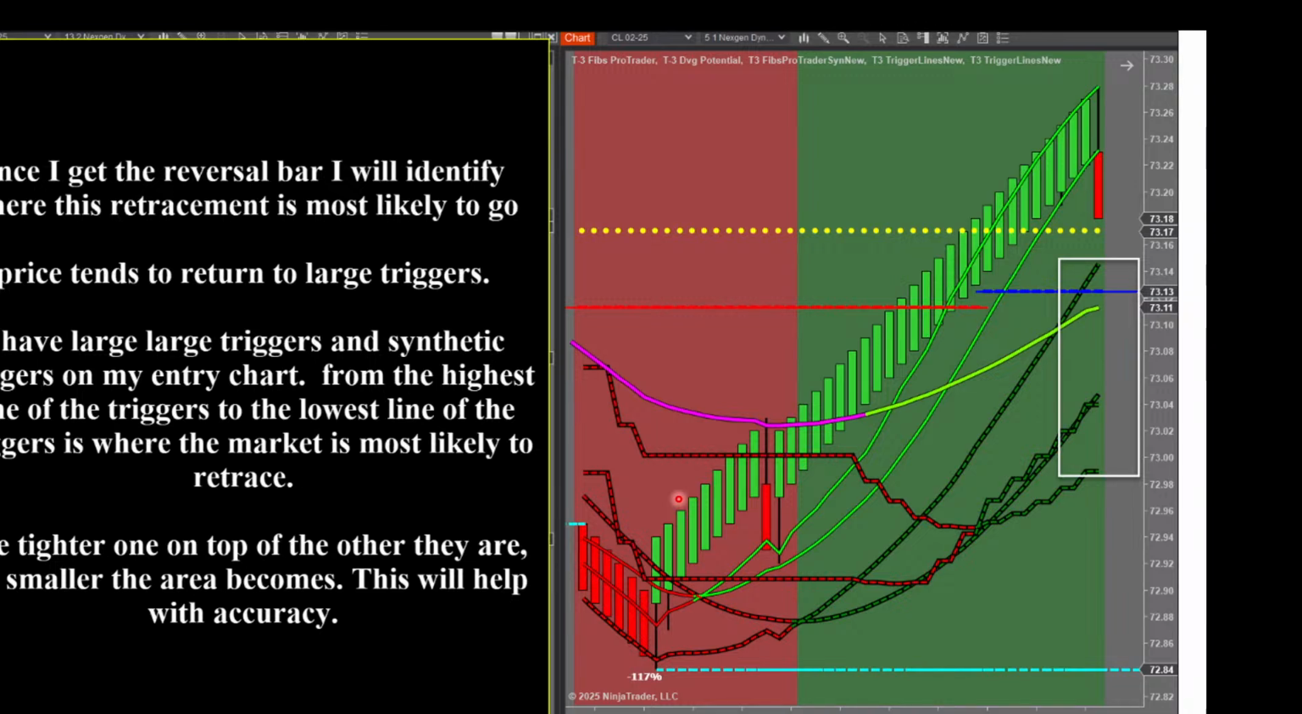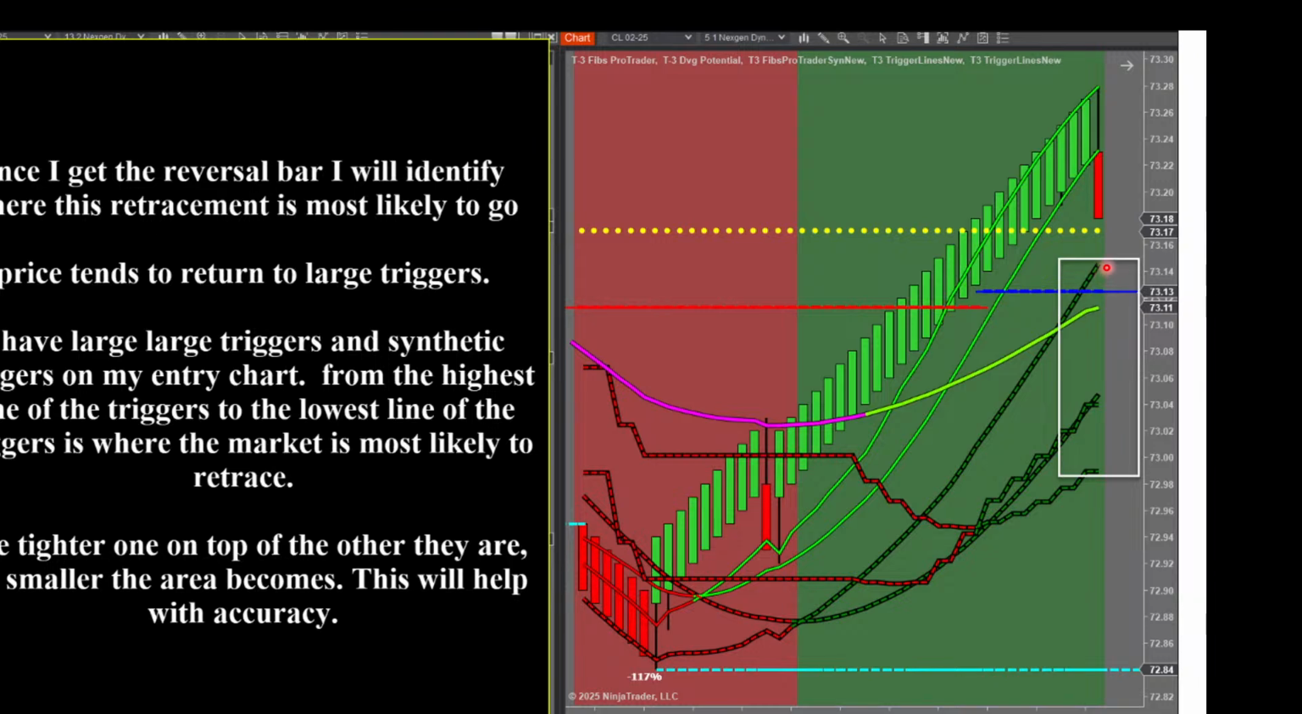And then the small crowd shows up. The small crowd says, hey, let's fight. That reversal bar signals the beginning of the pullback, the beginning of that retracement. The reversal bar is not your entry. And we know that price tends to return to large triggers. I want you to say it every day, 100 times a day, until you believe it.